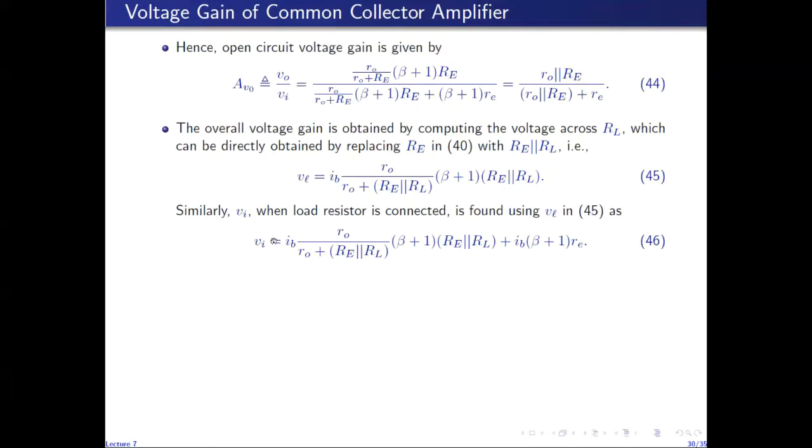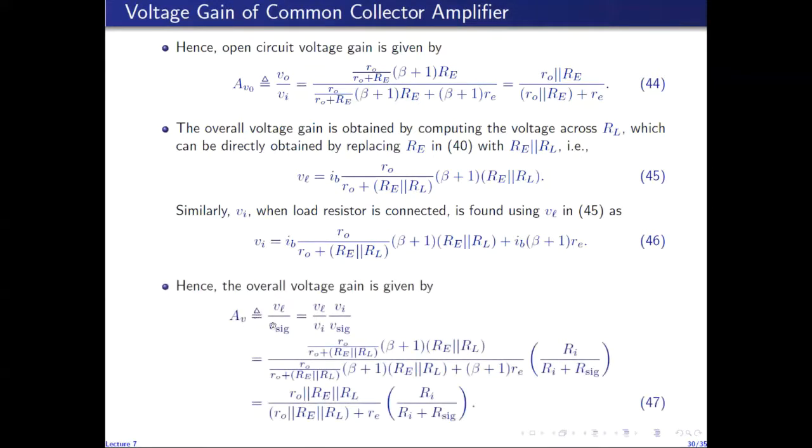So I take the ratio of VL to VI to find the overall voltage gain of the amplifier, which is given by VL over VSIG. So VL over VSIG is VL over VI times VI over VSIG. As before, VI over VSIG is RI over RI plus RSIG. So this is the term that takes into account the effect of loading on the input side. So VL over VI is this divided by this. So IB gets cancelled out because it is common in all the terms. And beta plus 1 can also be cancelled because it is common in both of the terms in the denominator, so it can be cancelled with the 1 in the numerator.